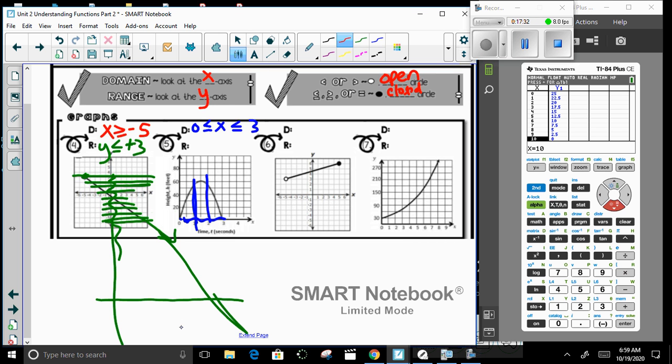Your range, your y values. So it looks to me like it touches y as 0 because it touches right here and right here. Doesn't go any lower. Touches 20 2 times, touches 40, touches 60 this one time. Does it go any higher than 60? So it goes from 0 to 60, so it's between that interval for a y.